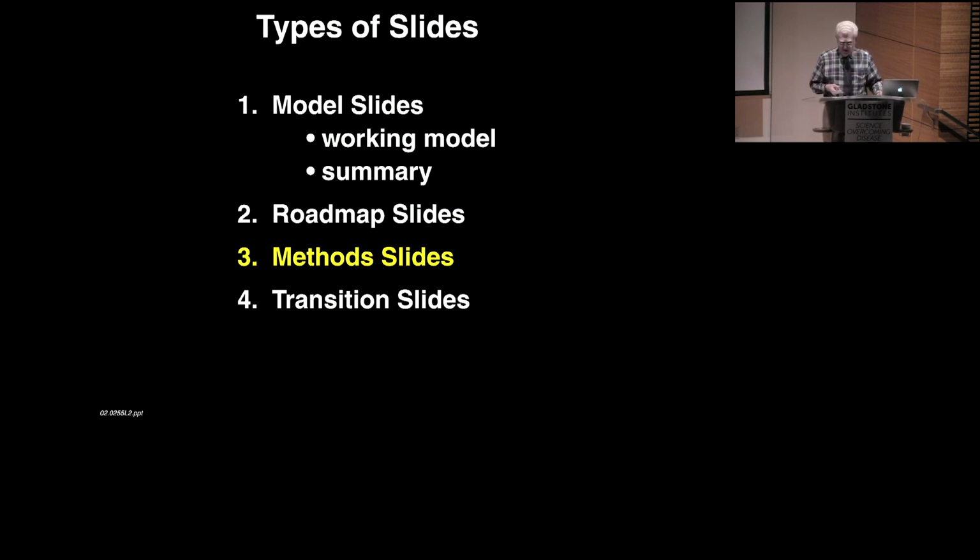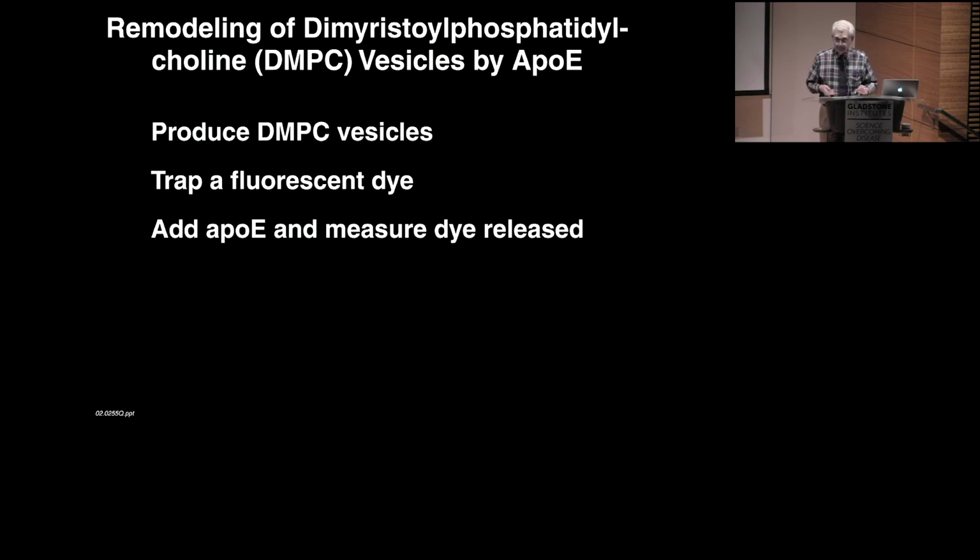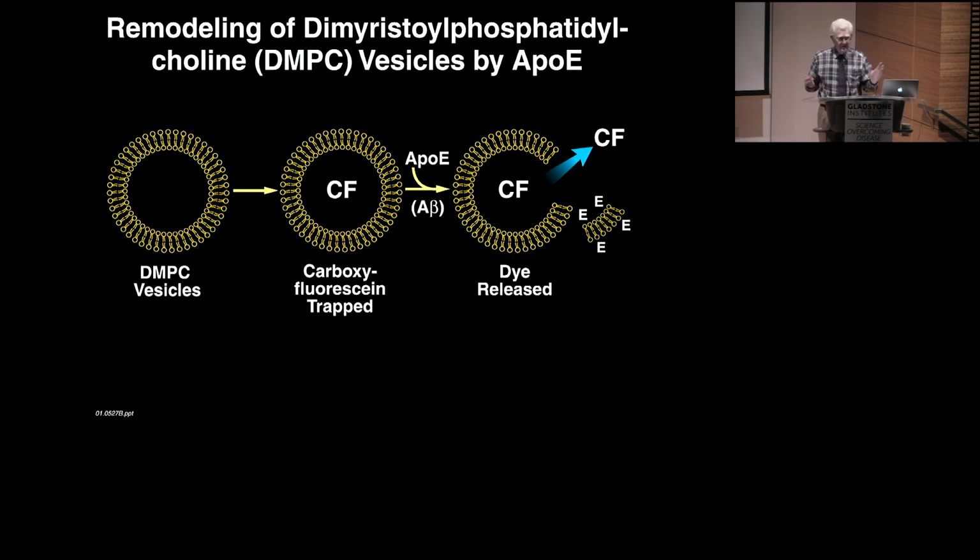So here's a method slide. It's okay. The method was looking at the remodeling of dimyristoyl phosphatidylcholine by ApoE. So to study this, you produced these phospholipid vesicles. You trapped a fluorescent dye in the vesicle. You added ApoE, and you measured the dye that was released. Okay, that's fine. That's not bad, but I consider this better.